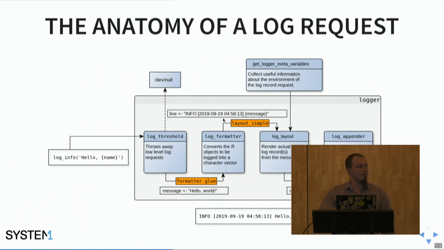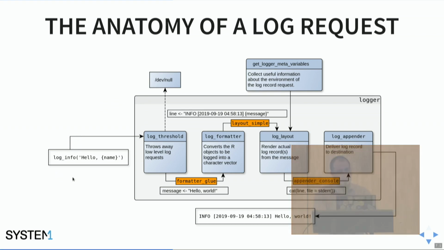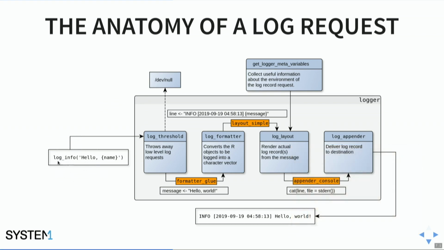So let me give you a more structured overview on how this Logger package works. I will use this example of calling log info on this string. In Logger, actually, these 4 steps are happening. First, we check if the log threshold is met. This is fairly easy. Here we know that the log level is info, and the log threshold could be set to, let's say, error, which means I do not want this to be logged. So I just exit early.